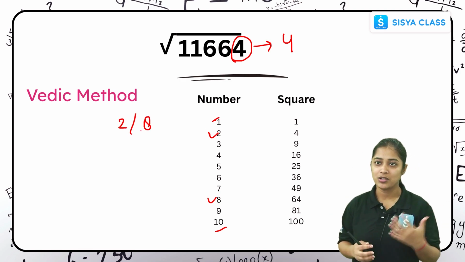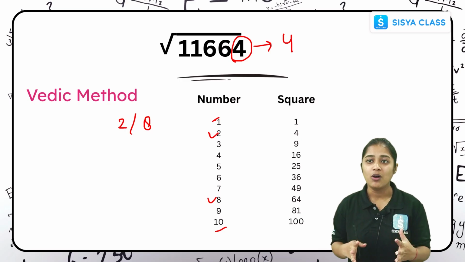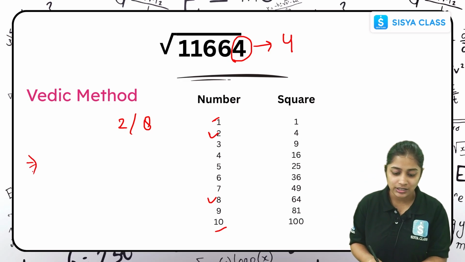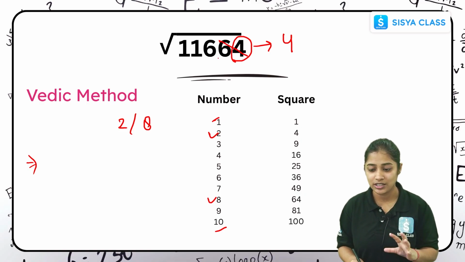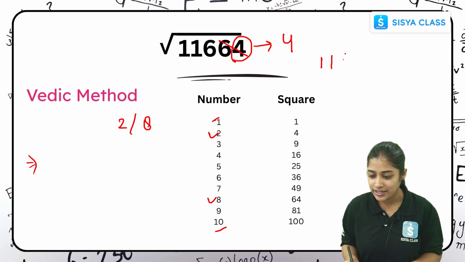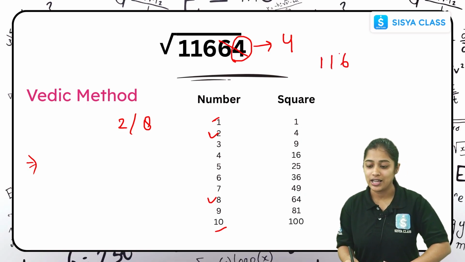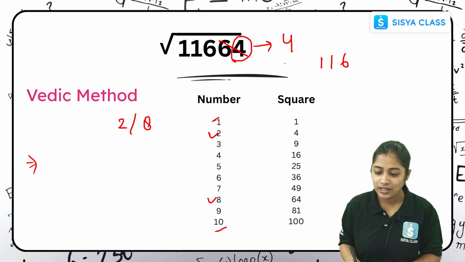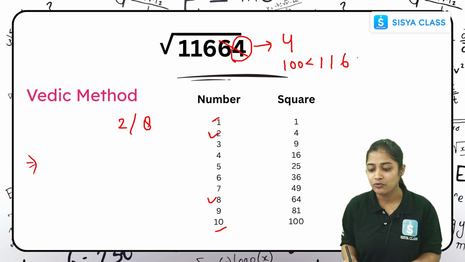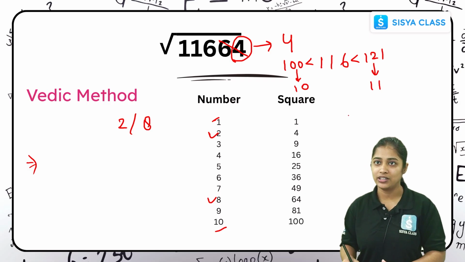So these are the possibilities for the ones digit. Now look at the tens digit. What is the tens digit? Now again, I will cancel out my last two digits here. So I have 116, right? Now I will see that 116 lies between which square numbers. So it lies between 100 and 121, right? So this is the square of 10 and this is the square of 11 here, right?